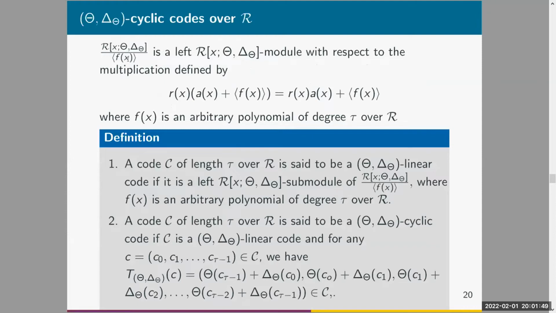Now, this ring Rx theta delta theta is generated by Fx is the left Rx theta delta theta module under this multiplication Rx Ax plus ideal generated by Fx is equal to Rx Ax plus ideal generated by Fx. A code C of length tau over the ring R is said to be theta delta theta linear code if it is left Rx theta delta theta submodule of this quotient ring, and a code C of length tau over R is said to be theta delta theta cyclic code if C is a theta delta theta linear code, as well as if for any codeword C belongs to C, its theta delta theta cyclic shift is again in C.